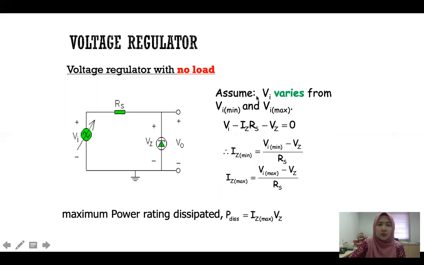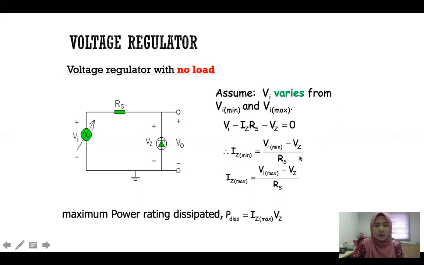So assume V input varies from V input minimum until V input maximum. By using KVL, you will get this KVL equation: V in minus IZ times RS minus VZ equals 0, where IZ is the current. And you can get IZ equals V in minus VZ over RS.